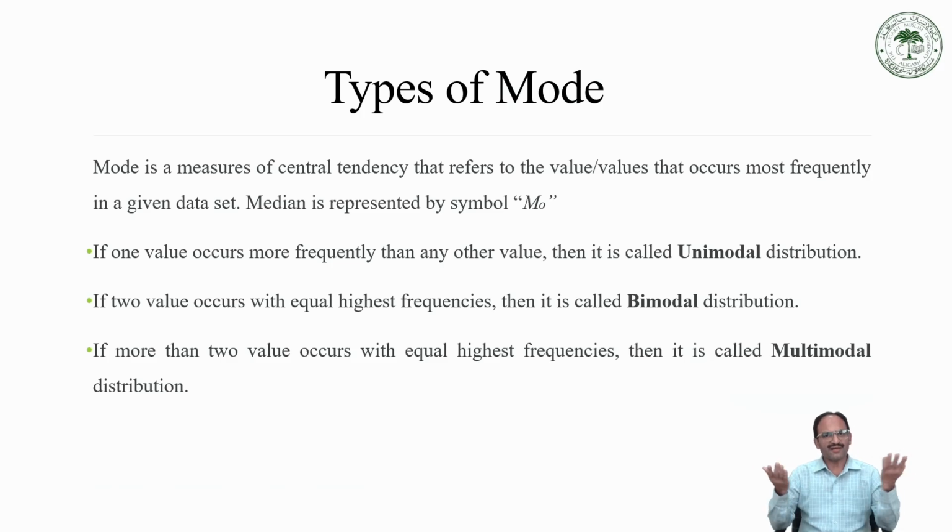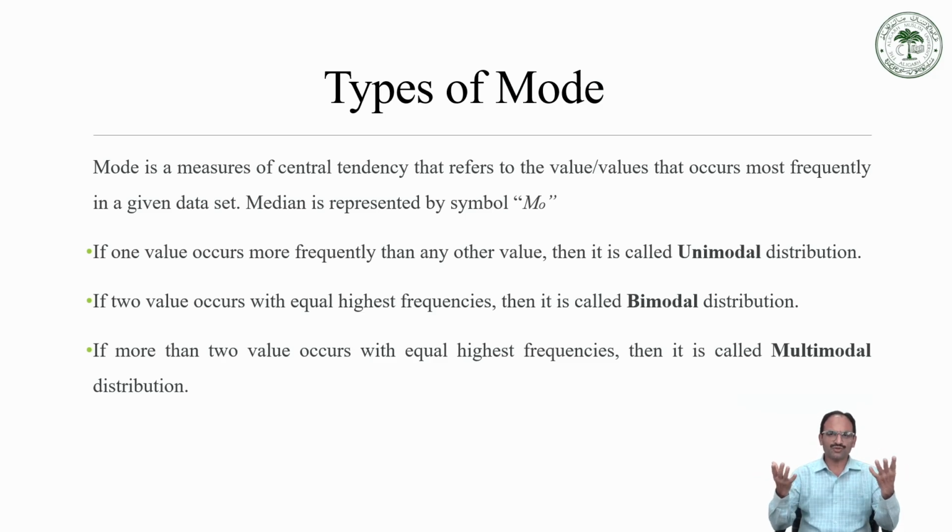Now, let me explain the types of mode. So as you know, when I taught you mean, I explained that mean is represented by the capital M, and median is represented by capital M and small d. Similarly, mode is represented by capital M and small o, MO. So mode is represented by MO. And there are by and large three types of mode.